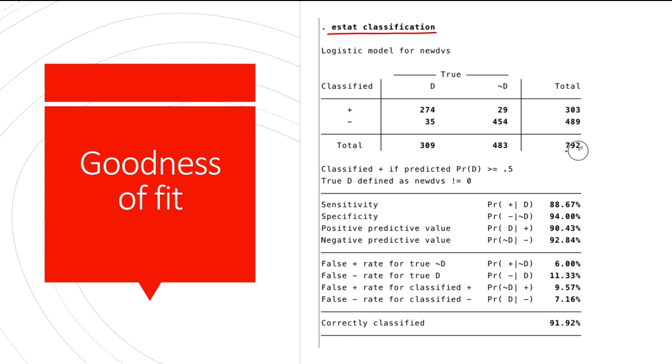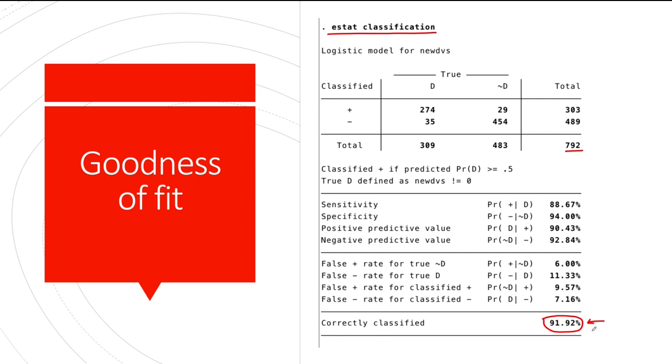So we have 792 observations. We are going to look down here at this number. How many of our observations are correctly classified? It's looking at an expectation for classification and then the observation. So how many times do we correctly predict that the outcome will happen? In this case, the model has correctly predicted the outcome 91.92% of the time.